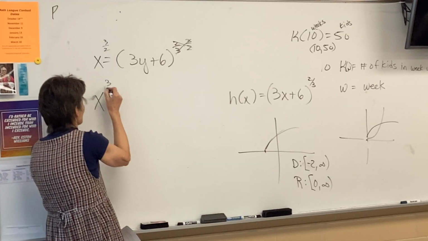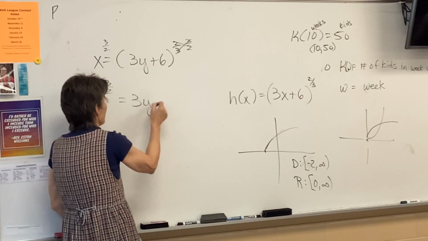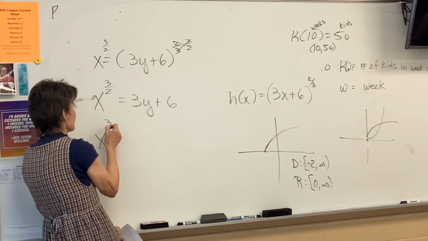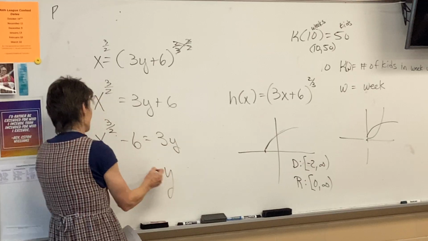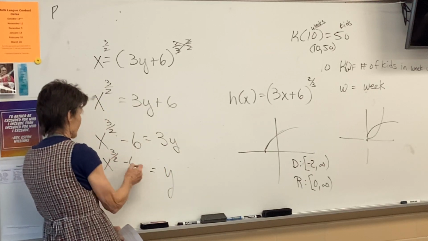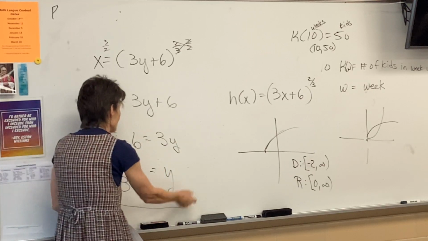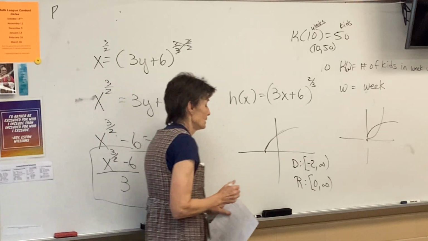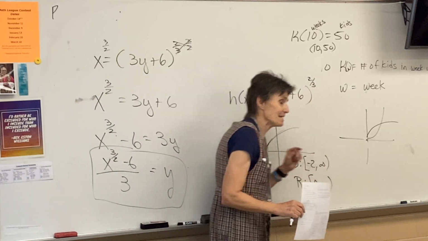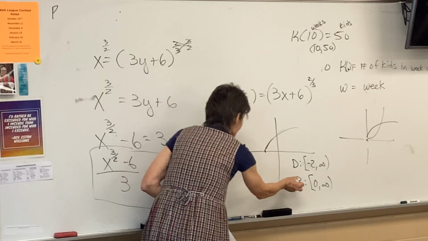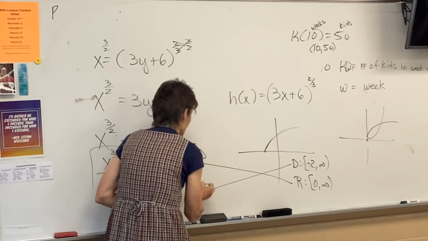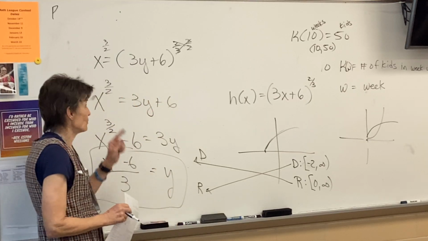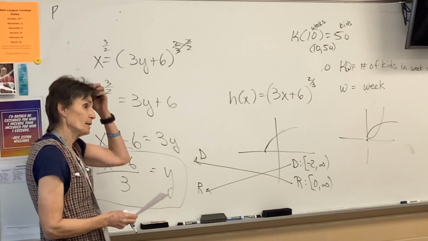So x to the 3/2 equals 3y plus 6. x to the 3/2 minus 6, and then divide by 3. Alright, now type that into your calculator, and see if you got this as the domain and this as the range when you type that picture in your calculator.